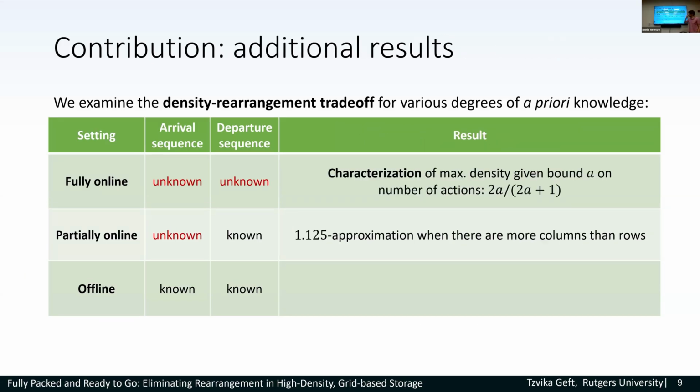We have some additional results here. We provide a characterization: if you have a bound on the maximum number of actions that you're willing to have per load, then we provide a tight relationship to the maximum density that you can have. So it's 2/3 if you just want to directly access everything. It becomes 4/5 if you allow 2 actions per retrieval, and so on. And another result here: in the partially offline cases, we can actually find an approximate solution if the opening of the grid is at least as wide as its height.